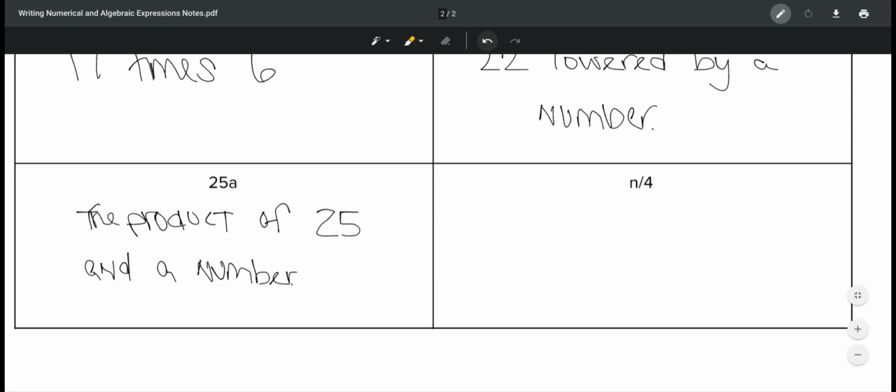All right, last one. I have n/4. Remember that slash means divide. So this really shows n divided by 4. And that's exactly what I can write down. I can literally write n divided by 4. I can also say the quotient of a number and 4. I could say 4 divided into the letter n. I can say it a bunch of different ways. I'm going to say this time kind of just what I read out loud.